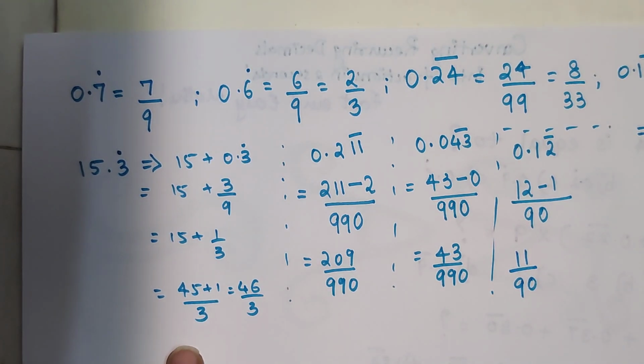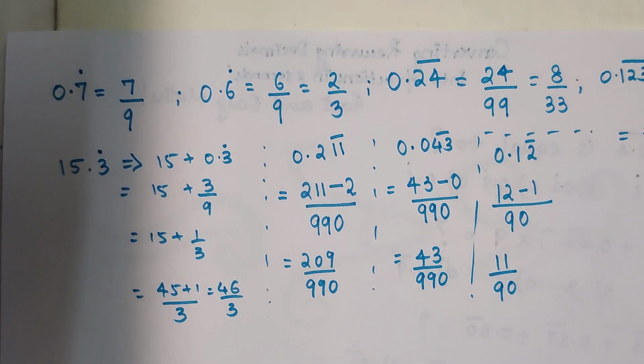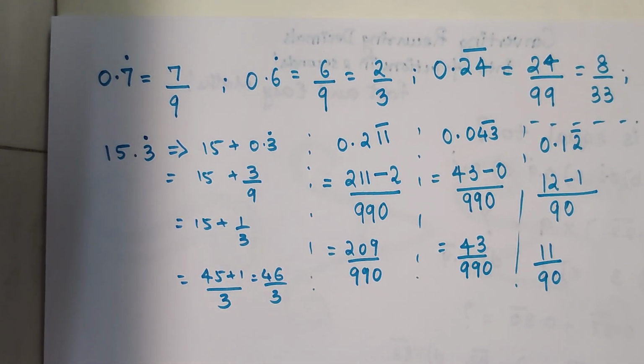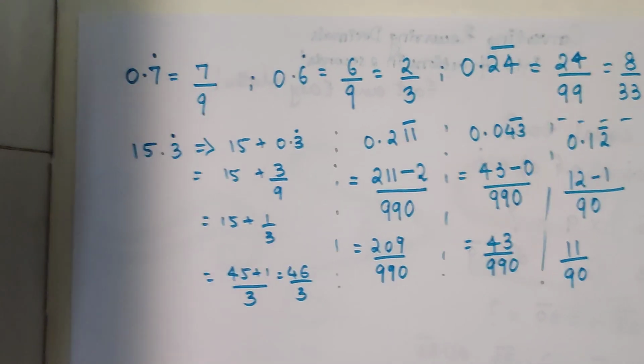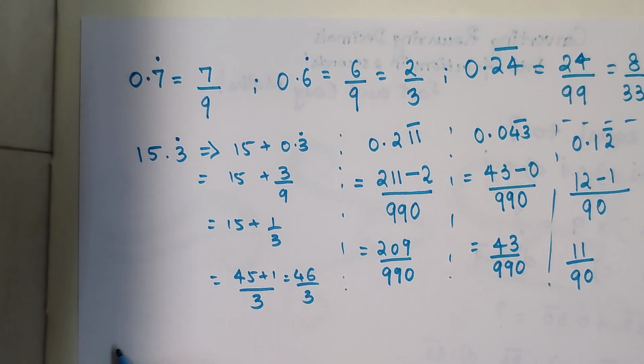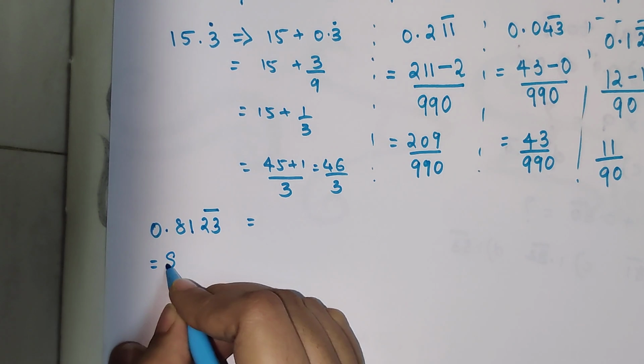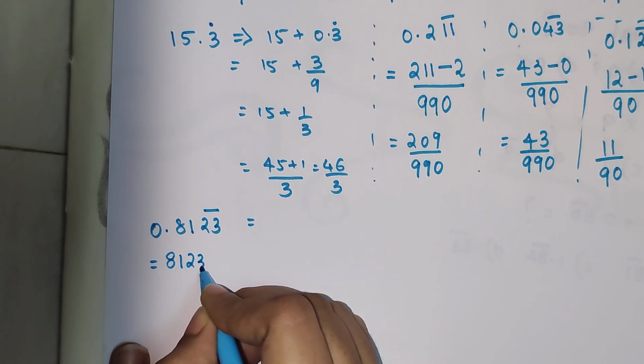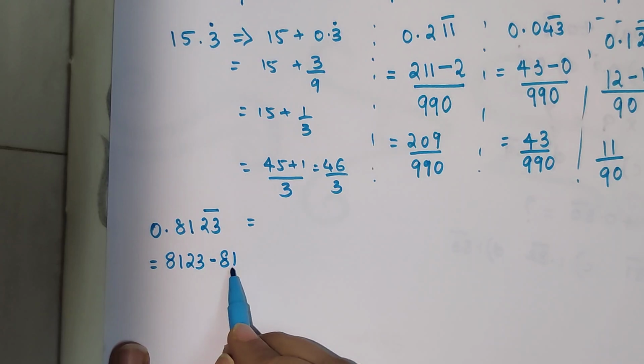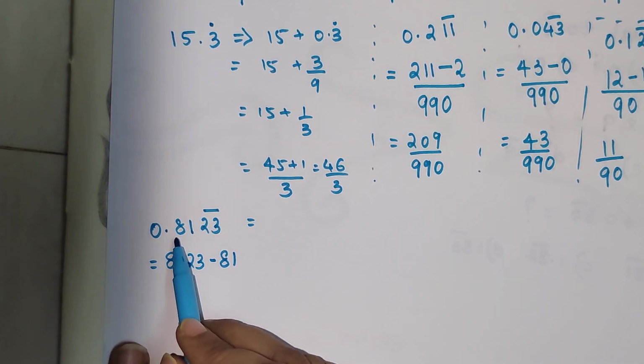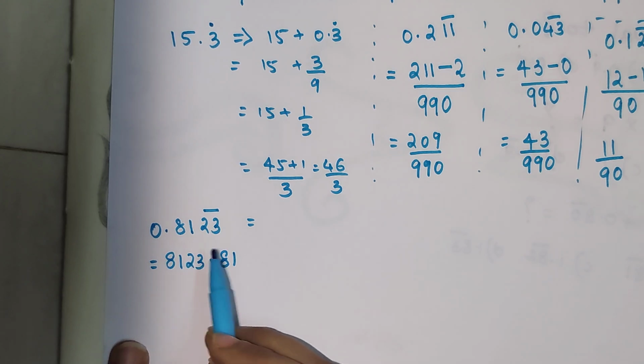Now I'm going to give you a tricky one, so let's understand that as well. The number is 0.8123, where only 23 is repeating. We'll write this as nothing but 8123 minus 81. Why 81 minus? Because 8 and 1 are the 2 digits which are not repeating.